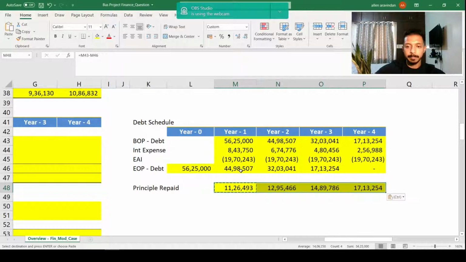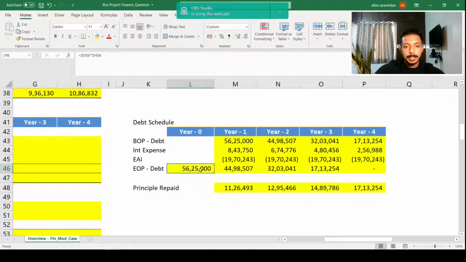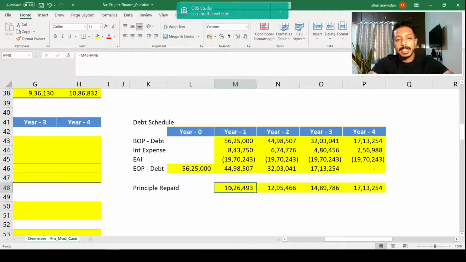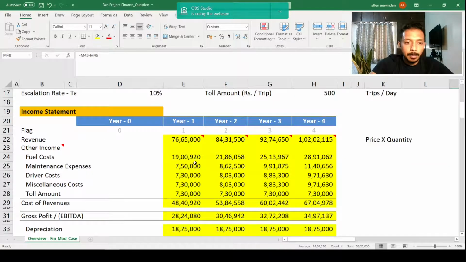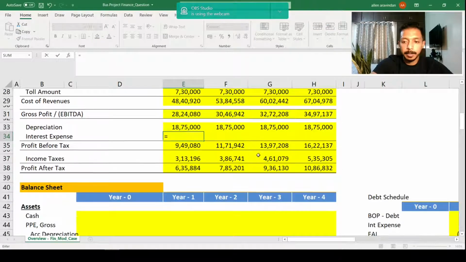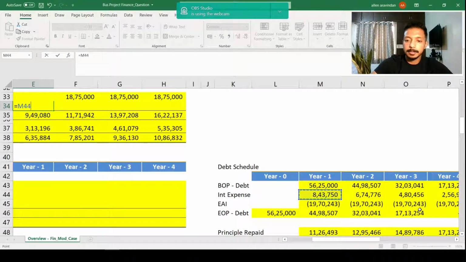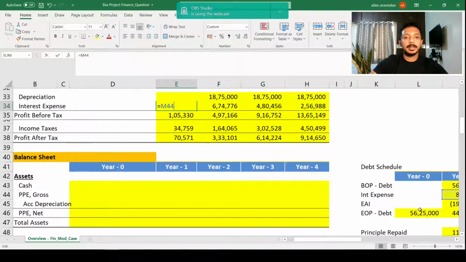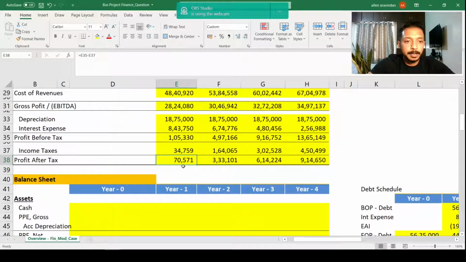There you go. So in your balance sheet, this will be reflected as your borrowings. And in your income statement, this is what will appear as interest expense. And the principal repaid will be reflected in the cash flow statement. So we will see how that happens. But for now, let's link the interest expense out here. Since we had already figured that out in the calculation, the calculation was automatically changed. So if you see here, the first year profit after tax is about 70,571.